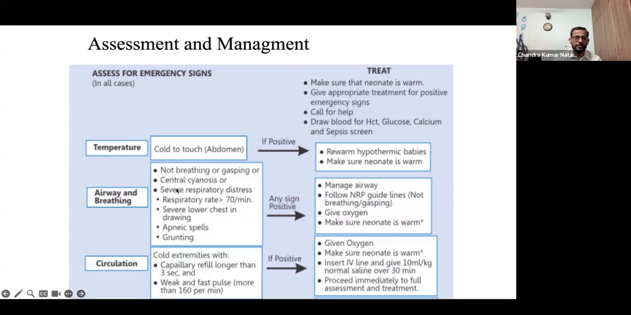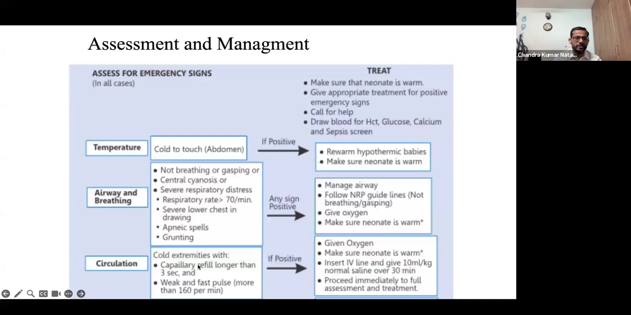And then in airway and breathing, you have to do an assessment. Okay, if the baby is gasping or apneic, and there is central cyanosis, or there is severe respiratory distress, that is more than 70 per minute with severe chest indrawing, apneic spells and grunting. If any of the signs is positive, then you have to manage the airway. If the baby requires intubation, you need to intubate. So you have to follow NRP guidelines. Okay, give oxygen and make sure the neonate is warm. So warmth has to be continued in each and every step.